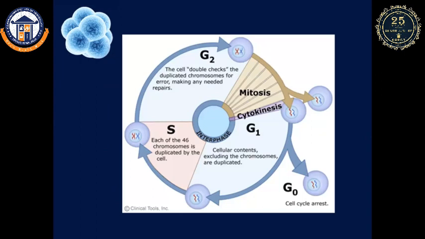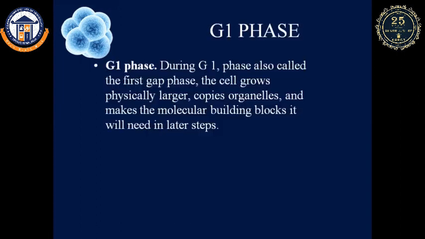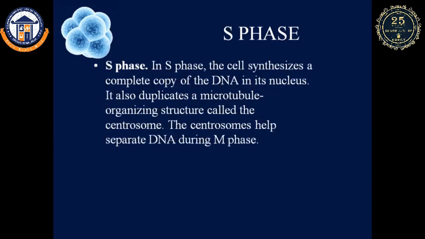In G2 phase, the cell checks itself whether it can go for a mitotic phase or a meiotic phase, whereas in mitosis and meiosis, the cell gets divided into two. During G1 phase, also called the first gap phase, the cell physically grows, copies its organelles, and makes molecular building blocks. In S phase, synthesis of chromosomes takes place, making 46.